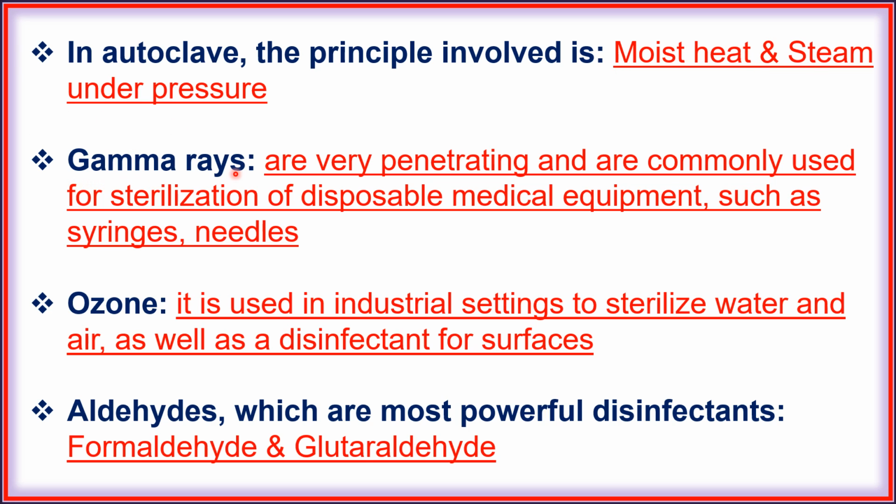Next, gamma rays are very penetrating and are commonly used for sterilization of disposable medical equipment such as syringes and needles. Ozone is used in industrial settings to sterilize water and air as well as a disinfectant for surfaces. Next, aldehydes, which are most powerful disinfectants, are formaldehyde and glutaraldehyde. These two are fixating agents also.